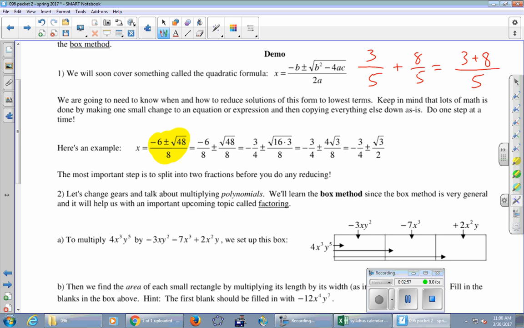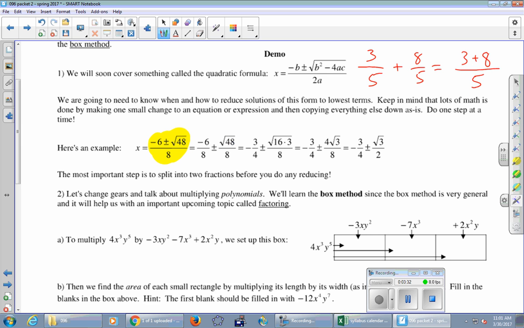But if I see addition, then I'm looking at something like the very top right-hand side there, 3 plus 8 over 5, right? So this -6 should be in its own fraction on top of what? On top of the 8, right? Just like that 3, like both of these guys get a 5, so that -6 gets an 8. There it is. And there's a plus or minus in between. That's like this guy right here. And then that square root of 48 also gets what denominator? Also gets an 8. So it is there. That's the most important step for simplifying these guys.